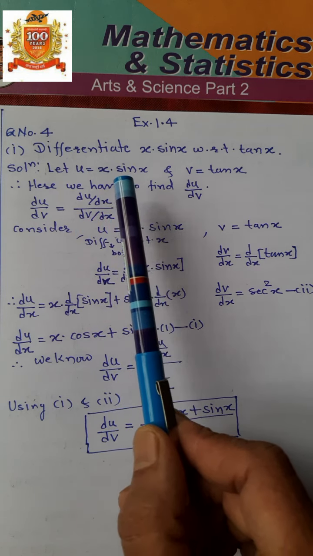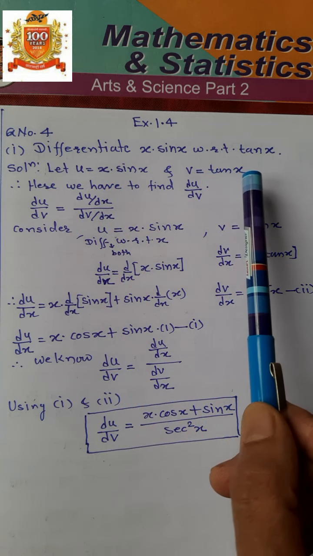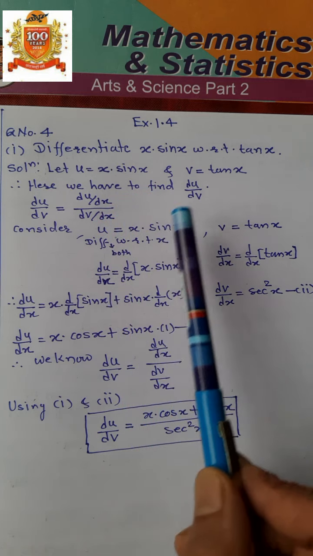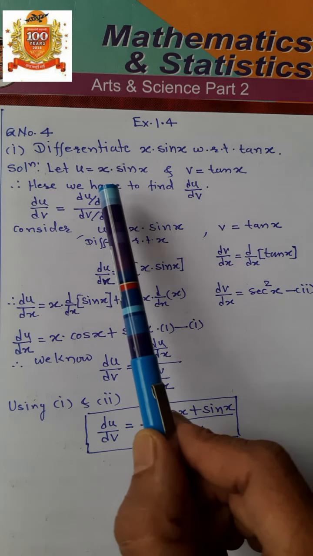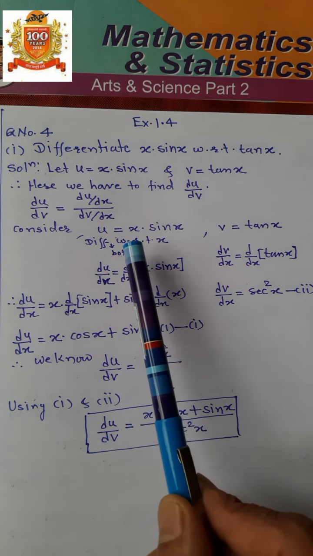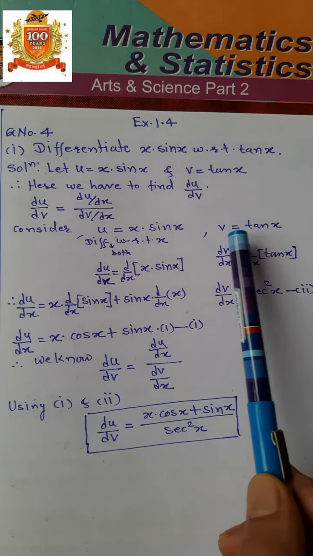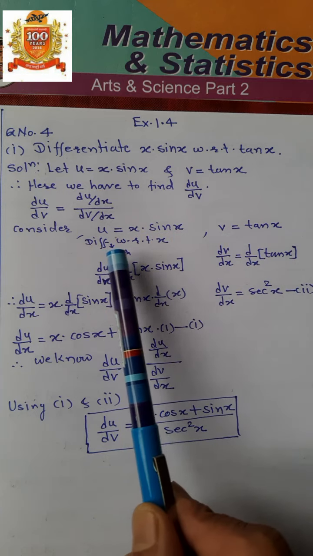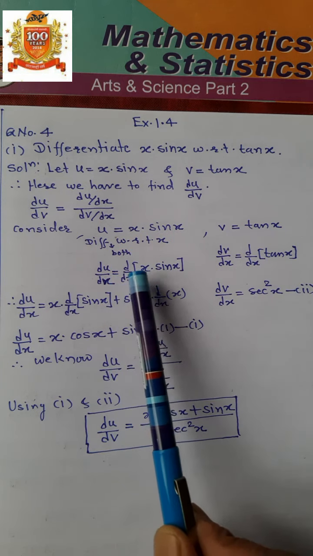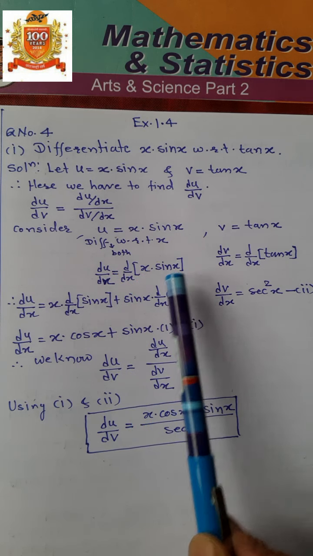Both u and v are functions of x. Therefore, we can easily find du by dx and dv by dx. So, we differentiate both u and v with respect to x. Consider u is equal to x sin x and v is equal to tan x. Differentiate both with respect to x. We get du by dx is equal to d by dx of x sin x.